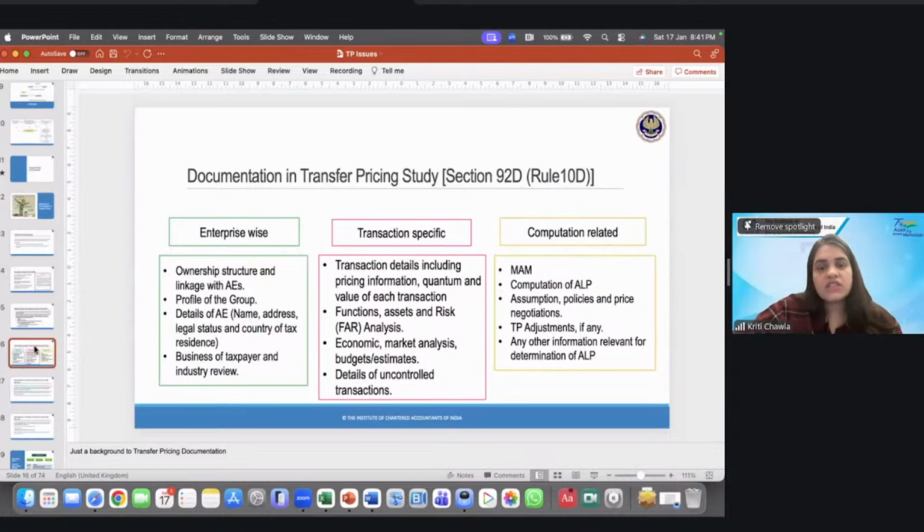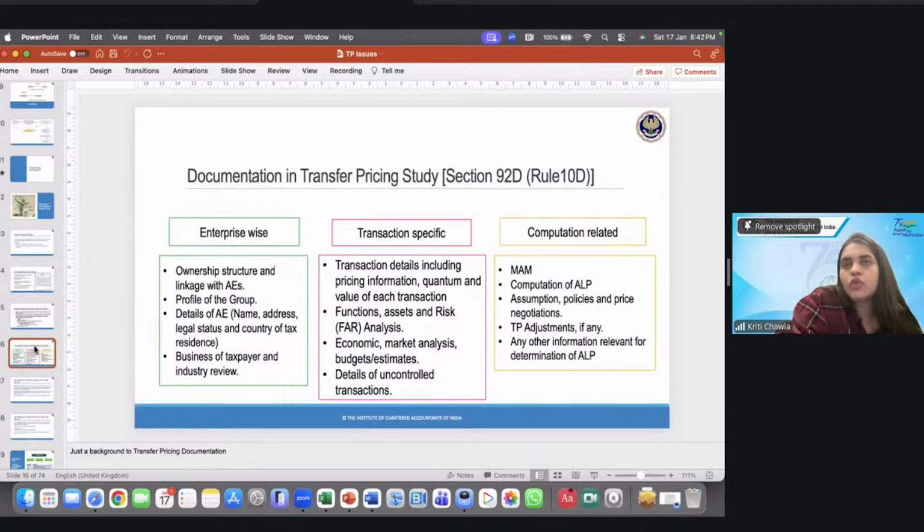Then you have to say, what does the FAR analysis really look like? What is the tested party? How have you selected that as the tested party? If you feel that this is the least complex, how do you feel that this is the least complex? You have to provide a justification out there. Then you have to say which method you are selecting for the purposes of benchmarking that service transaction. If you say that we're using TNMM method, you have to give proper explanation to say why you are using the TNMM method. Then you have to get into the benchmarking exercise.